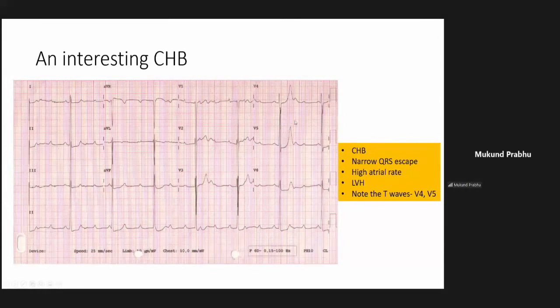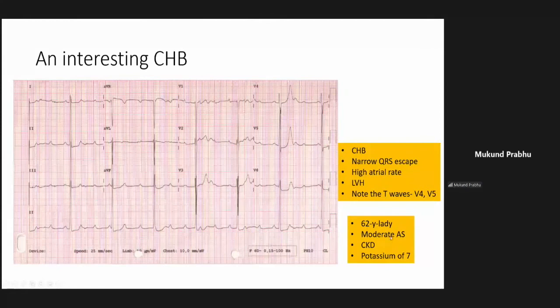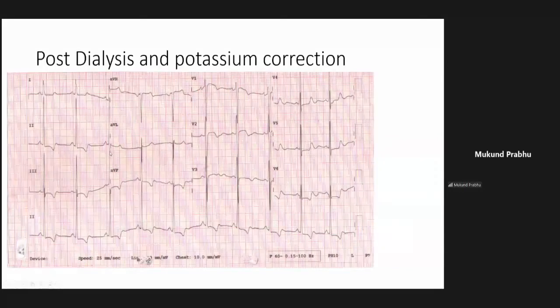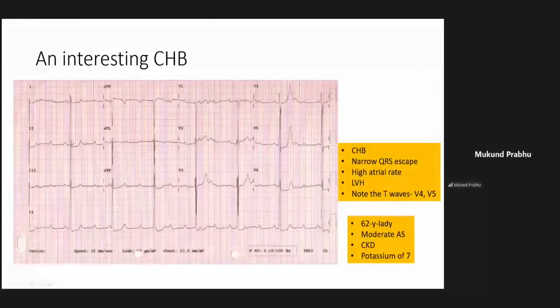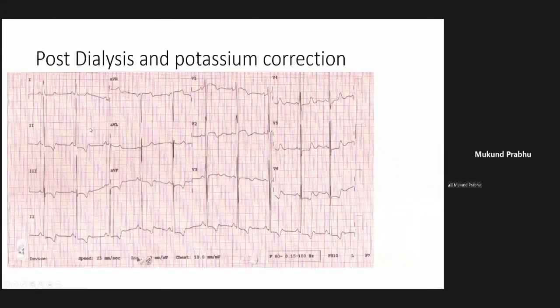But more interestingly, V4 and V5 show very narrow-based peaked T waves. This should ring a bell towards hyperkalemia. And this lady actually had moderate aortic stenosis causing this LVH as well as CKD with a potassium of 7. I'll show you the ECG after dialysis and potassium correction. You can note the T wave, V4 and V5. Not only that, inferior leads are now showing inverted T waves, whereas during the hyperkalemia, they were upright. So this was a subtle clue that hyperkalemia existed and caused this CHB, and her conduction improved after correction of potassium.